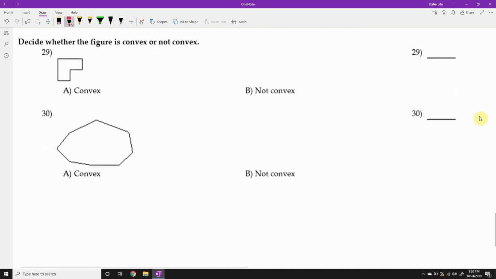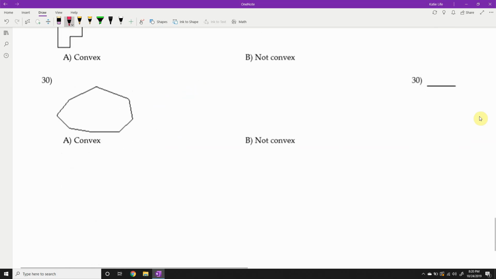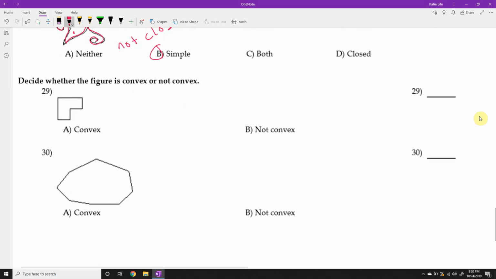Alrighty. 29 and 30 will be our last two problems for this little video. Decide whether the figure is convex or not convex. Okay, well, the definition for being convex means that I could pick any 2 points inside the figure, and if I draw a line connecting those 2 points, the line also stays completely inside the figure. That's the definition for being convex.